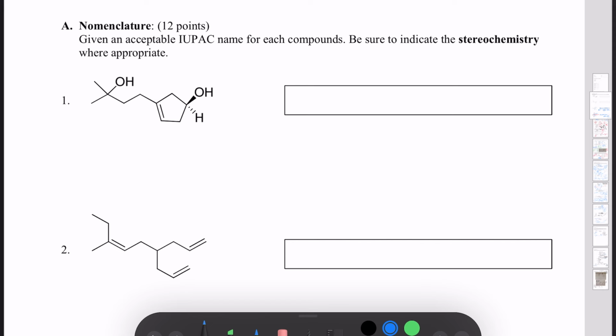For question A, these are a set of nomenclature questions, as is the case for the exams, the first question. And we're asked to give the IUPAC name for the compound. So let's take a look at the functional groups in this molecule.